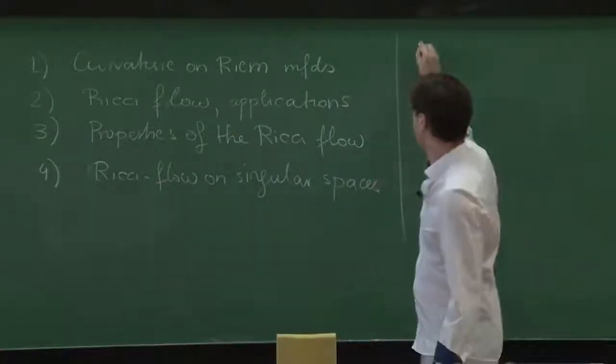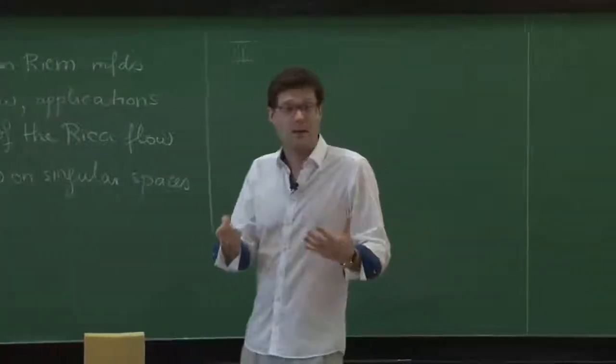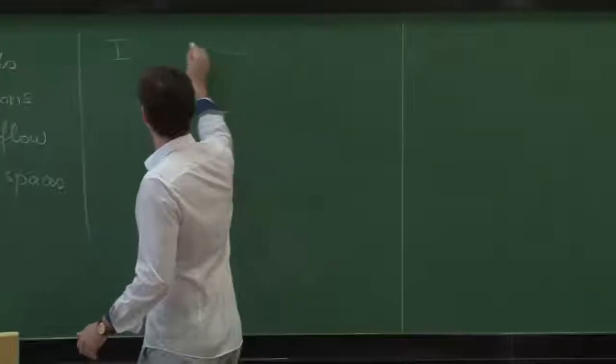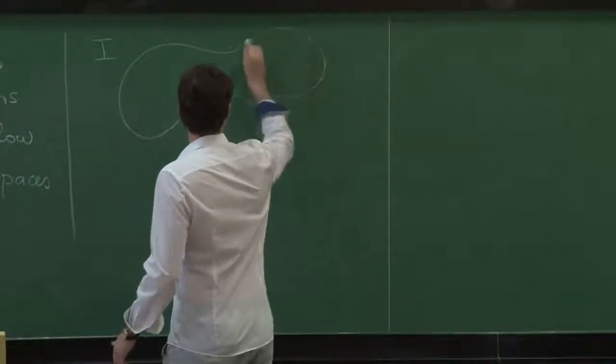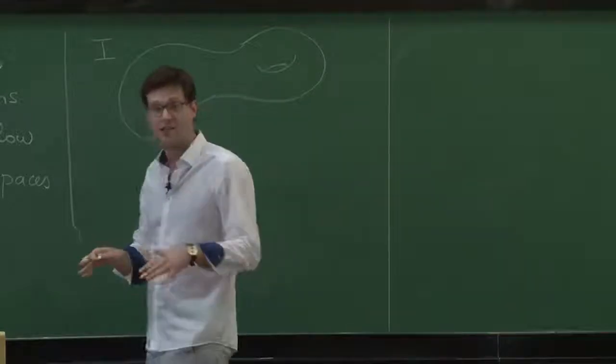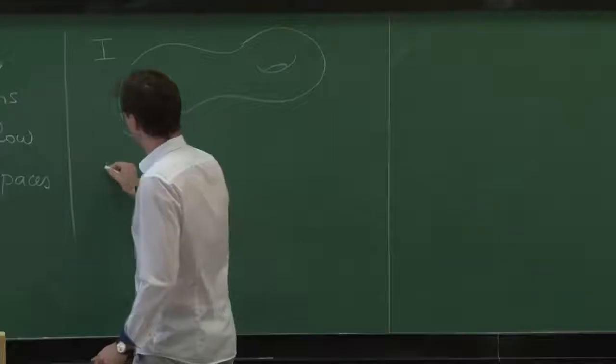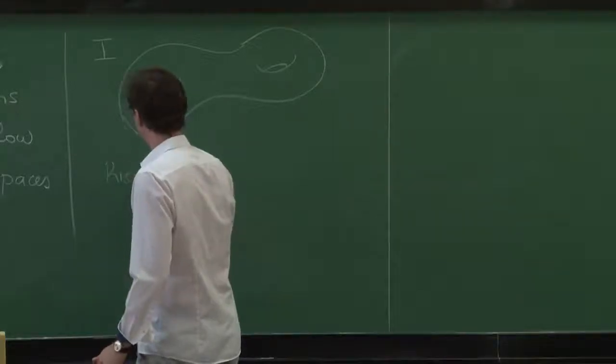Okay, part one. Curvature on Riemannian manifolds. Let's take an example. Let's consider a surface. It's a two-dimensional surface with holes inside, like a donut. And what is the Riemannian structure on that surface?